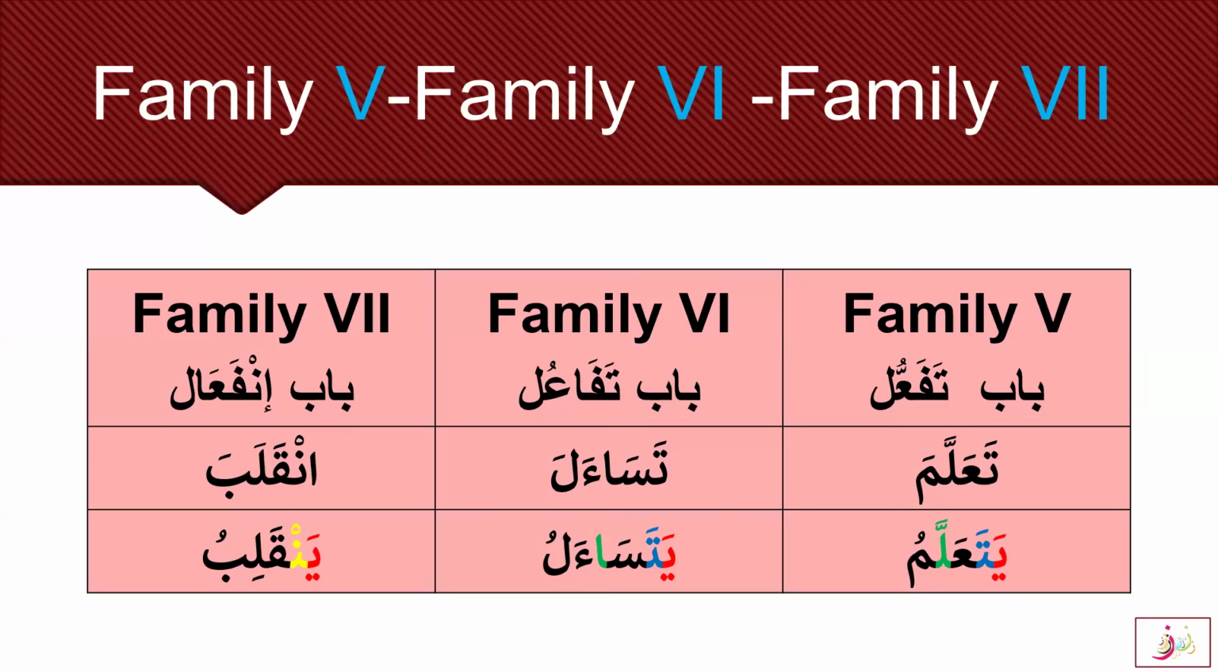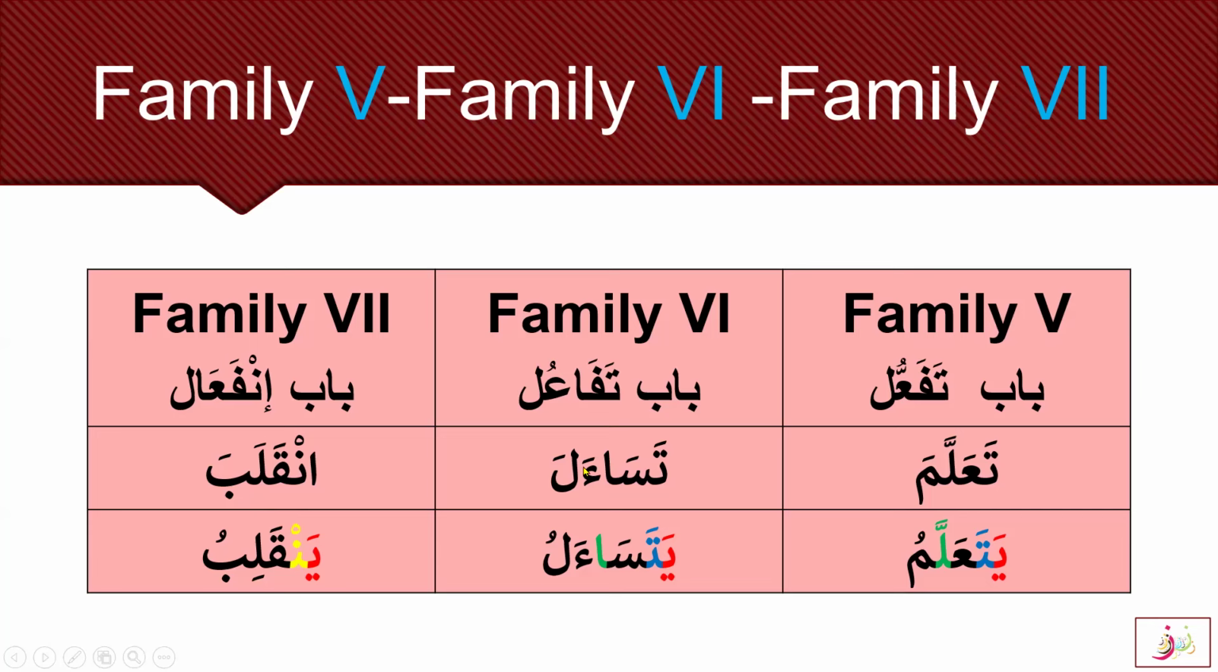So let's see what is the similarity or what are the different things about families 5, 6, and 7. Bab Tafa'alu, Bab Tafa'alu, Bab Infa'al. So here, Ta'allama, like family 2, has Allama in it, but it starts with the Ta with the Fatha. Bab Tafa'ala is Tasa'ala. Here, all the Fathas are in family 6. And Bab 7 is Bab Infi'al. In Qalaba has an In at the beginning, and the rest are the root letters.